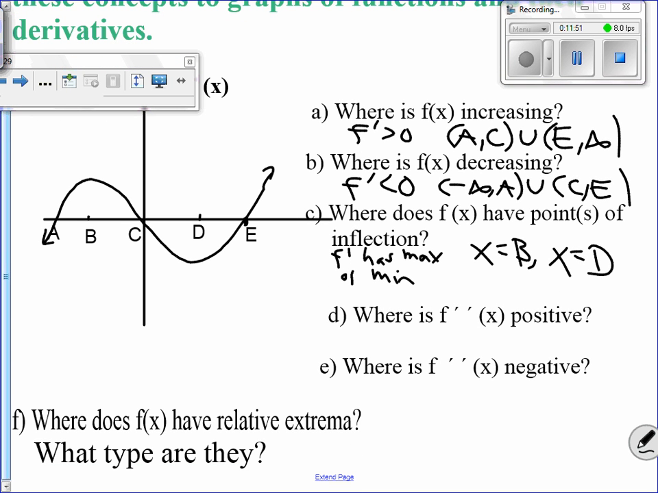Okay. Where is the second derivative positive? What does that mean about the first derivative? Increasing. So we're looking where f prime is increasing. Okay, now we're allowed to look at the graph.